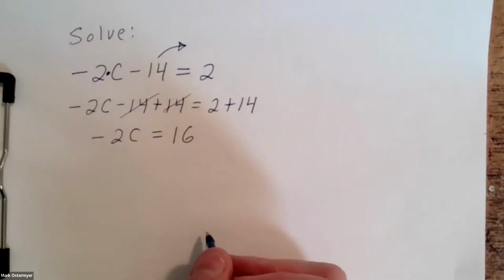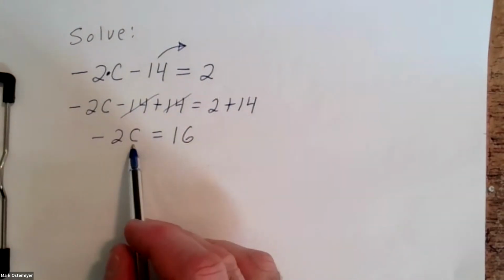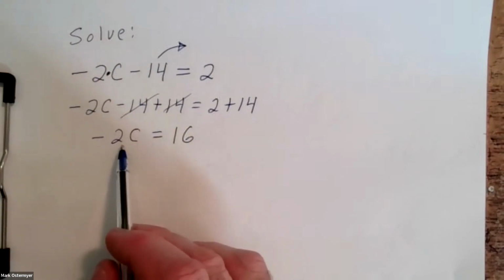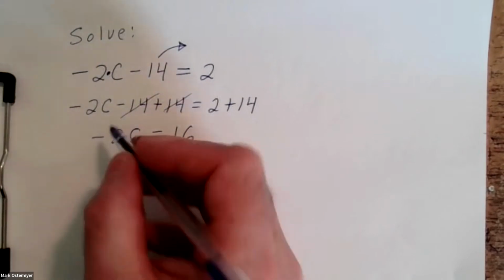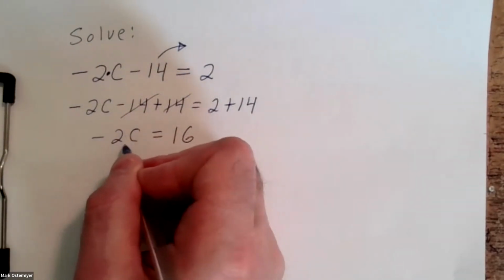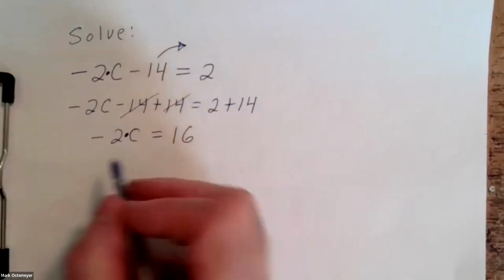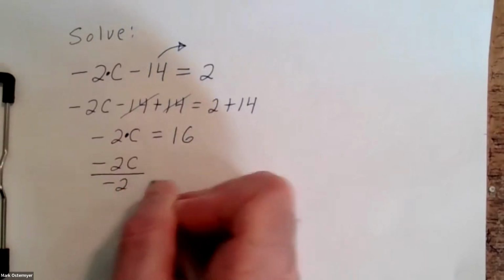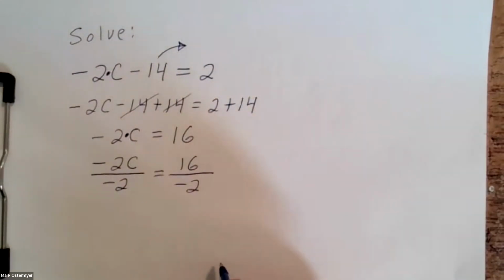One last step now to solving this equation. Now that we have the variable terms on the left side and the constant terms on the opposite side of our equation, we just have to finish this problem by getting the variable all by itself on the left side. To get c all by itself, we need to get rid of this -2 that's being multiplied by c. The inverse of multiplication, again, is division. So we divide the left side of our equation by -2, but then we also have to divide the right side of our equation by -2.